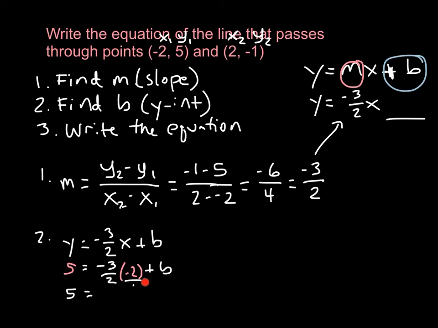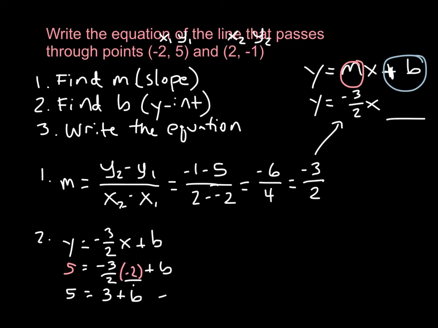You can also use your calculator if you need to, but what this becomes right here is 3. Okay, 3 plus b. Okay, that's a b, not a 6, a b. So now again, what we're trying to do is solve for b. So all we have to do at this point is subtract 3.